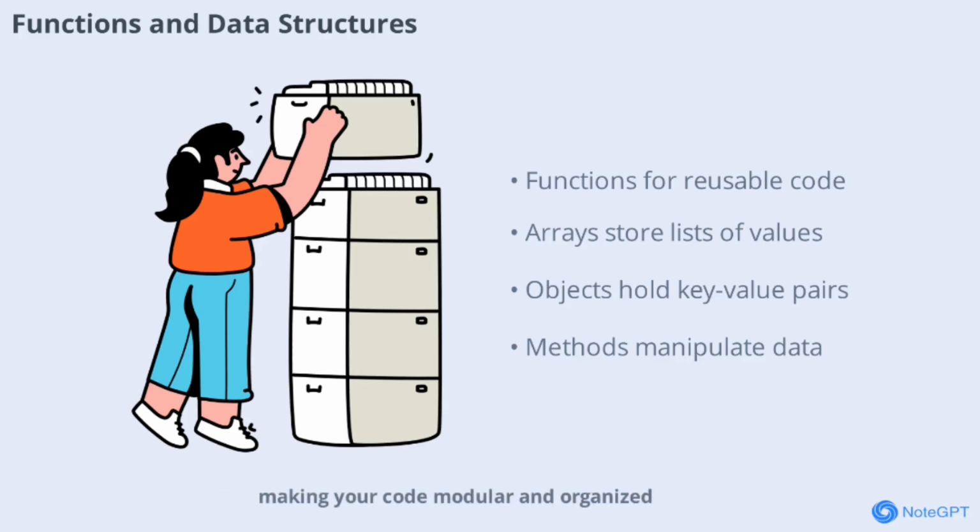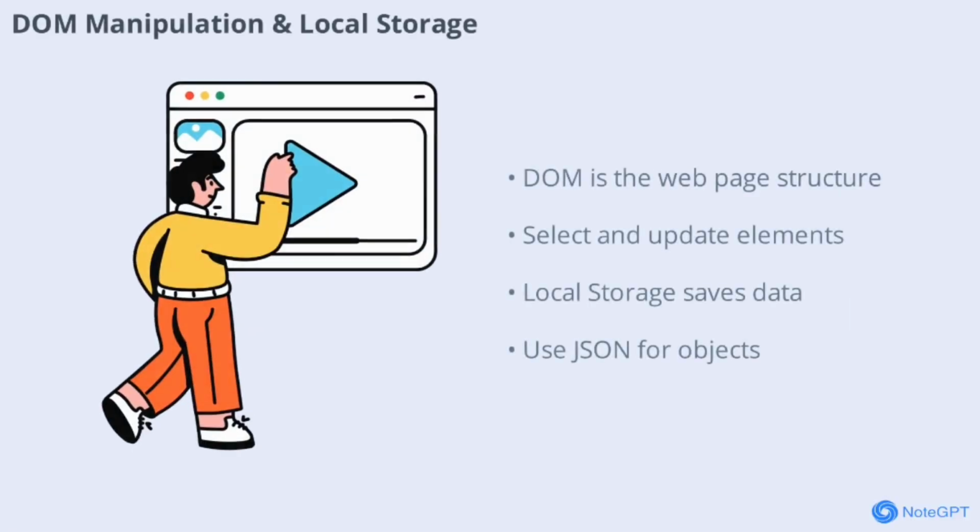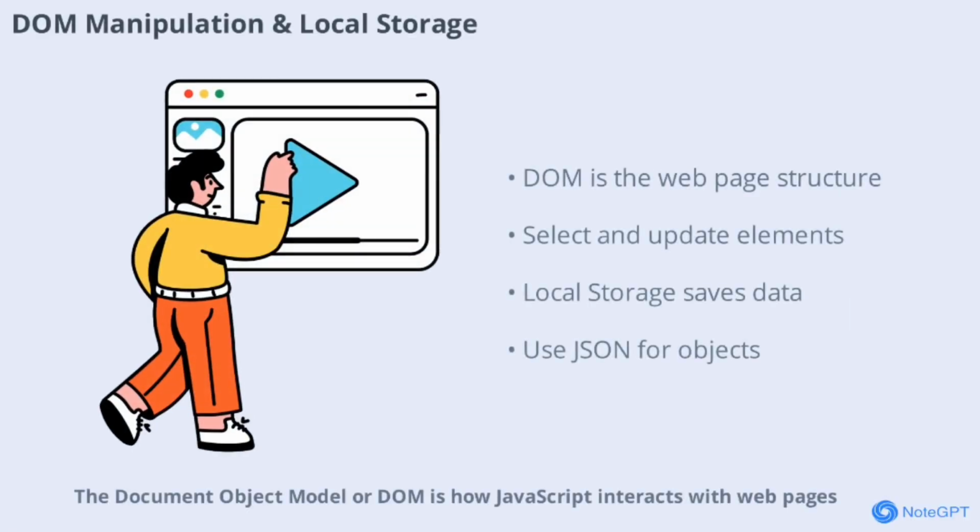JavaScript also provides powerful data structures, arrays and objects. Arrays store ordered lists of values accessible by index, while objects hold key-value pairs for more complex data. Both can be manipulated with built-in methods: arrays with push, pop, and splice, and objects with property access and methods. These structures are the foundation for managing and organizing information in your applications, whether you're building a shopping cart or a chat app.